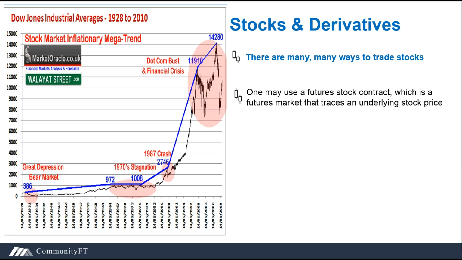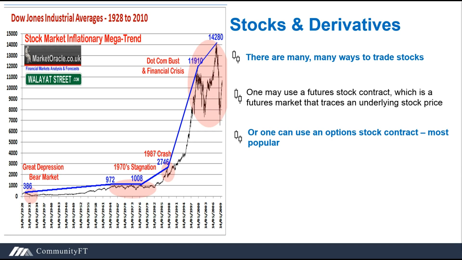So a futures stock contract is a derivative whereby the underlying input or asset is the spot price of that particular stock. So if it was a futures stock contract on Apple, the value of the contract would follow the underlying input, which would be the spot price of Apple. In other words, what is Apple trading at right now?